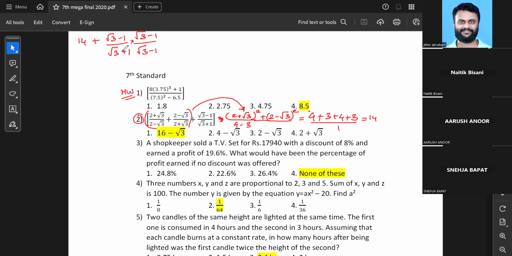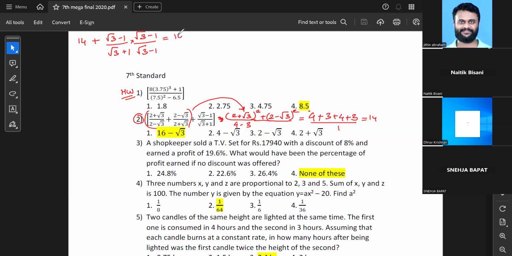So what will happen, sir, in this? That is the rationalizing factor, right? Absolutely, the rationalizing factor. Basically we take the additive inverse. When you have addition, you simply take the same terms with subtraction. Why are we taking it? Because a plus b multiplied by a minus b gives you a square minus b square, which will eliminate the square root from the denominator itself.